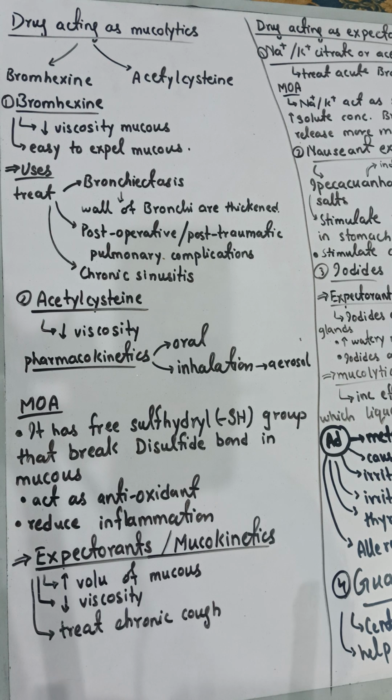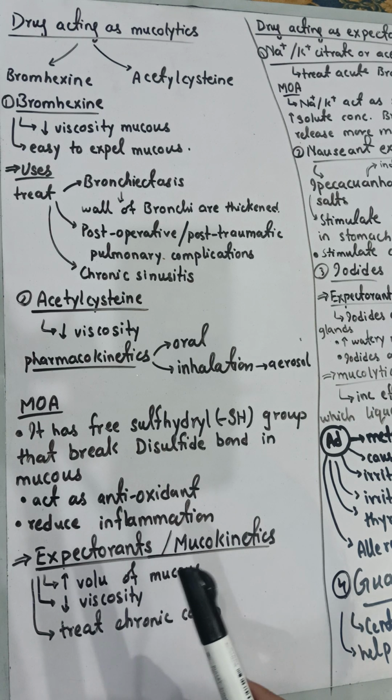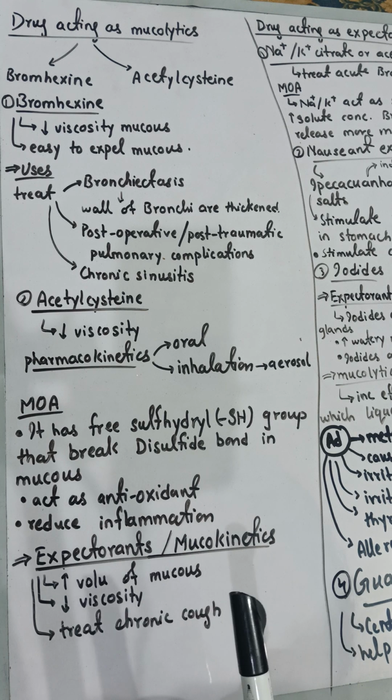Now we will discuss the expectorants. Expectorants are also called mucokinetics. Muco means mucus and kinetics means movement. So now we have to increase the volume of mucus and decrease its viscosity. In the mucolytics, we are not increasing the volume of mucus, we are only decreasing its viscosity.